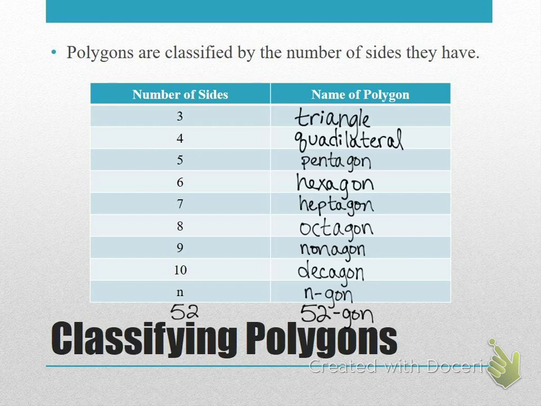For 12 sides, there technically is a name if you want to add it into your notes. For 12 sides, it's called a dodecagon. I'll write it on the side there. 12 sides is called a dodecagon. There isn't really one for 11 sides that is universally agreed upon.